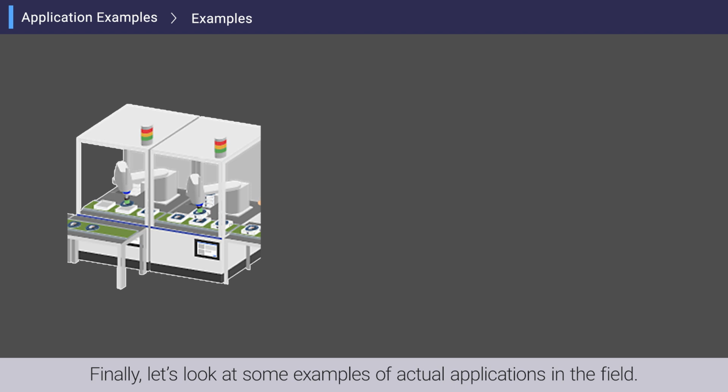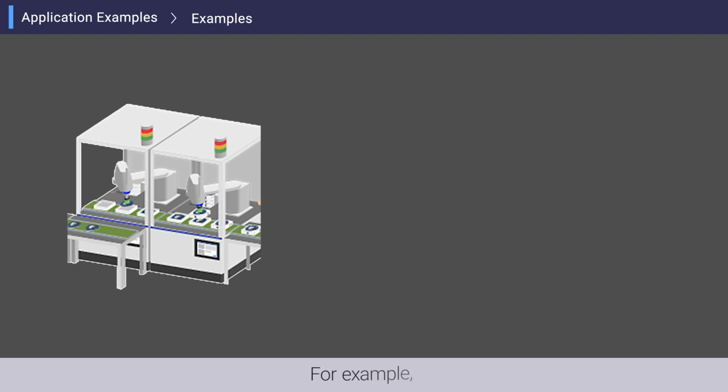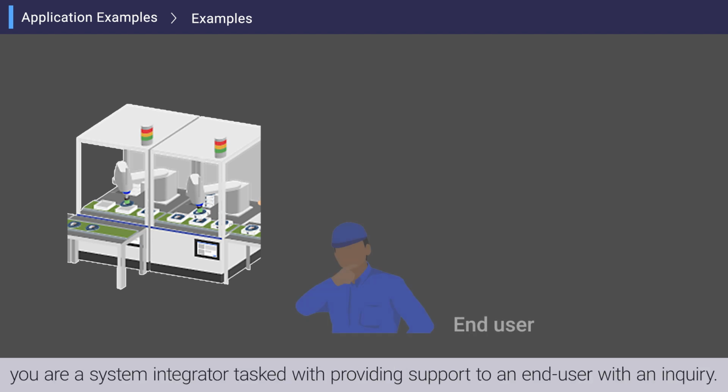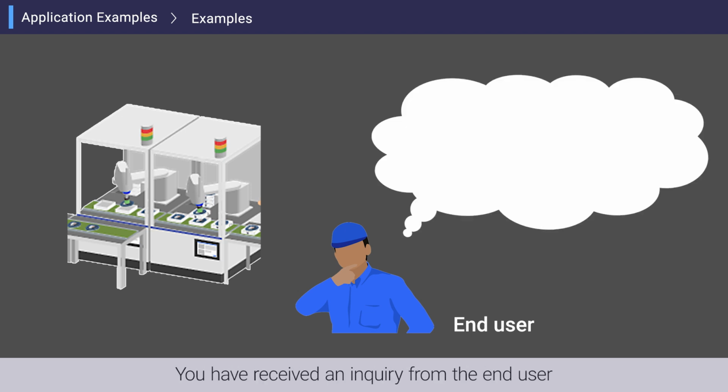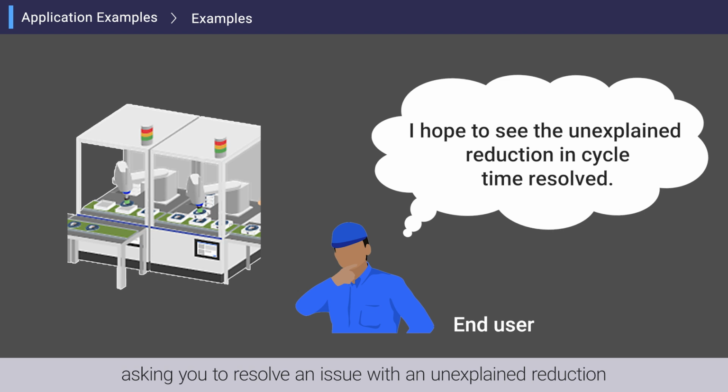Finally, let's look at some examples of actual applications in the field. For example, you are a system integrator tasked with providing support to an end user with an inquiry. You have received an inquiry from the end user asking you to resolve an issue with an unexplained reduction in cycle time that is occurring.